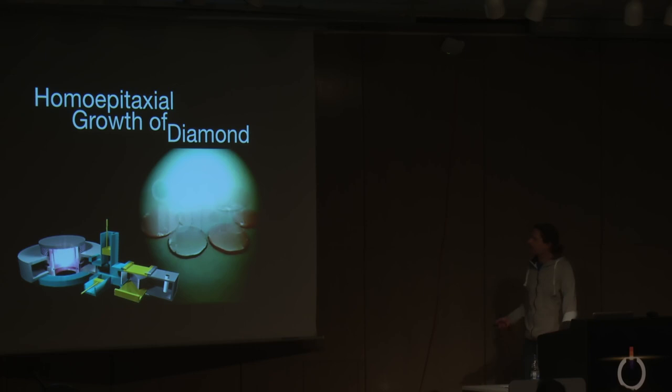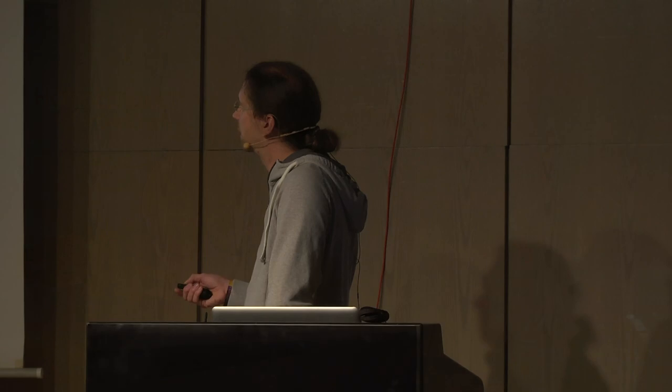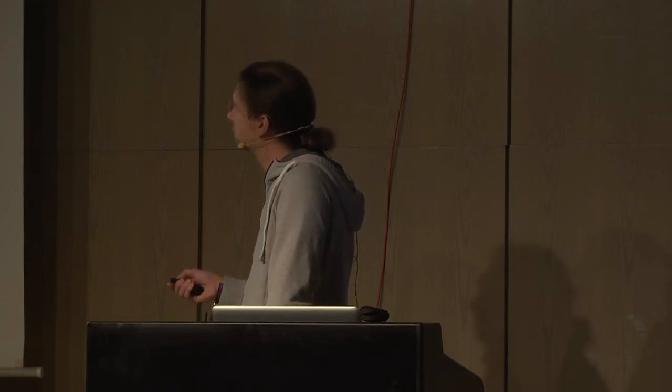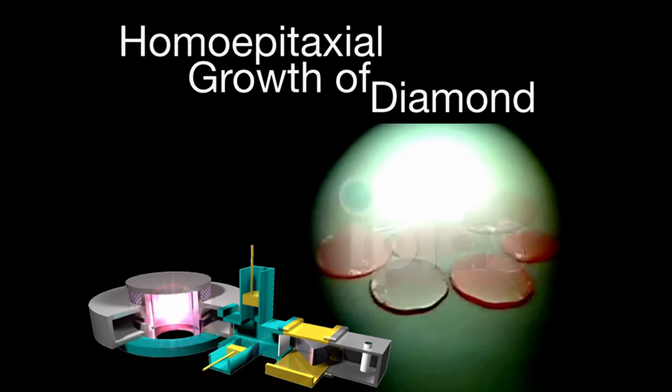So does that really work? I want to convince you that that works, because this is a video of our plasma chamber. You see this greenish plasma over the crystals here, and these are our dirty seed crystals. They have a height of around 0.5 millimeter and a diameter of around 10 millimeters. So they're rather big.